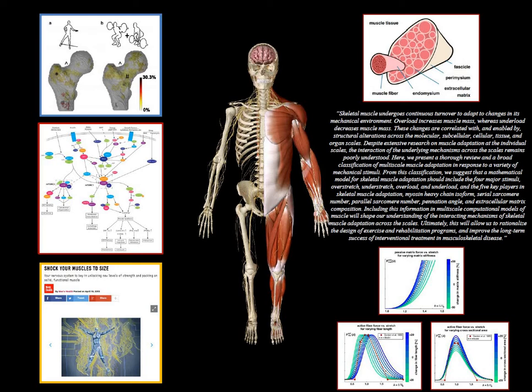So if we go clockwise, starting in the top left-hand corner, this image is okay. It would be nice if it had a reference attached to it, but it's okay. It's showing the adaptations that occur in response to isolation versus compound exercise on bone mineral density. So this is alright. This isn't a bad start.